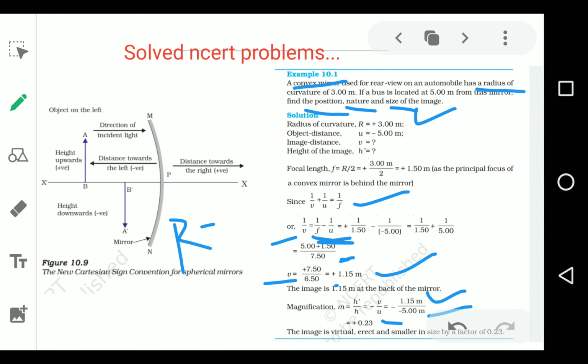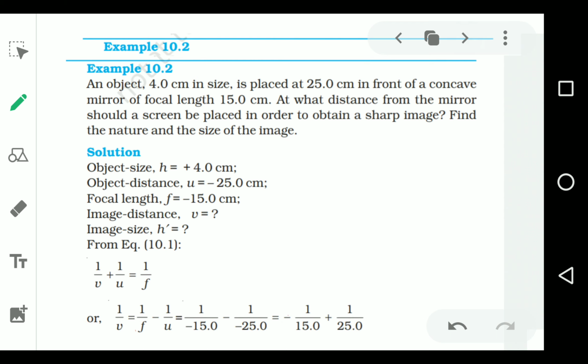It is understandable that the image length is always smaller. We always get a very diminished image. So v also, so the ratio is also less than 1. Okay, so next problem we are going to see, that is example 10.2.